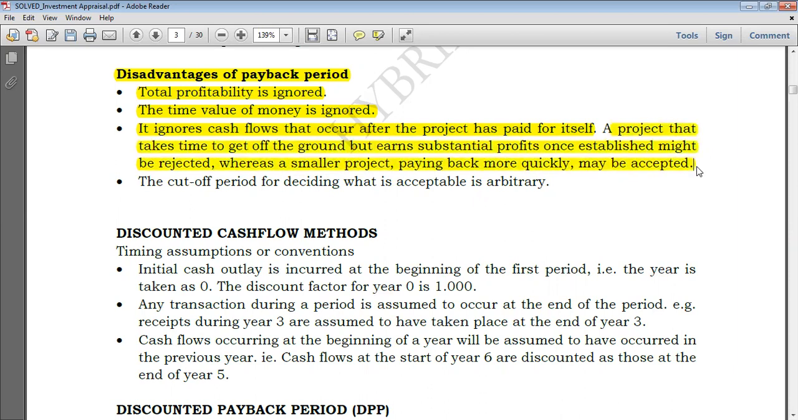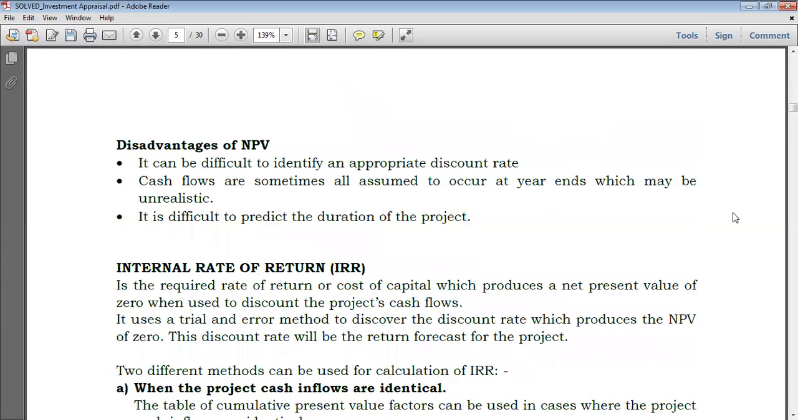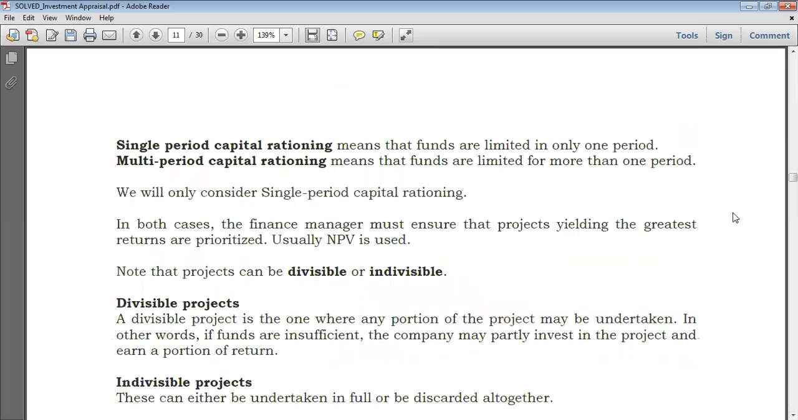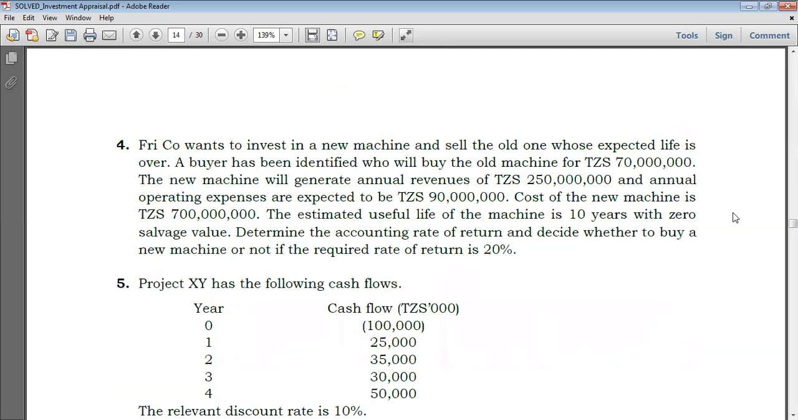All explanations complete and clear. And lastly, we're told here that the cutoff period for deciding what is acceptable is arbitrary. How do you obtain the target payback period? How do you know this target payback? How do you say that this project should pay itself in 3 years? It means that the establishment of the target payback period is arbitrary. And after here, I will take you directly to an example, and then we will say enough for today.